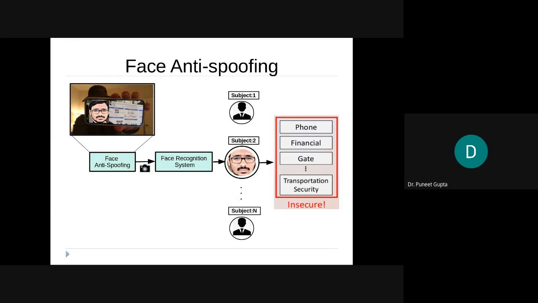So that's face anti-spoofing. Now we want to stop this. Whenever this happens, sorry, this is face spoofing. Face anti-spoofing tries to stop this: it figures out that someone is trying to fool the system, so don't grant them access. Face spoofing means spoofing the face and fooling the face recognition system. Face anti-spoofing means somehow stopping this.